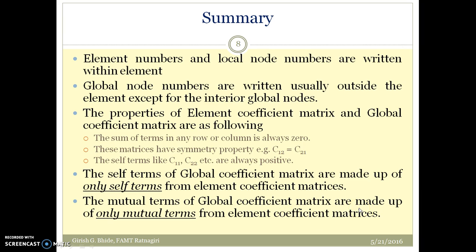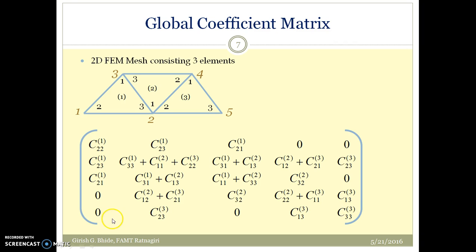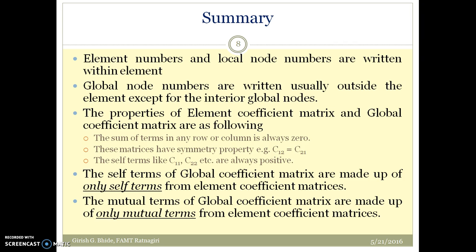Let us go back and verify this fact. As you observe over here, these are the self terms which are there in the diagonal. C22 of 1, C33 of 1 plus C11 of 2 plus C22 of 3 and so on. So not a single term of the kind C12 or C23 will appear in the diagonal. On the contrary, the mutual terms never contain the self terms. They are like C23, C21, C21, C31, etc. So in this way we can learn the basics of global coefficient matrix.